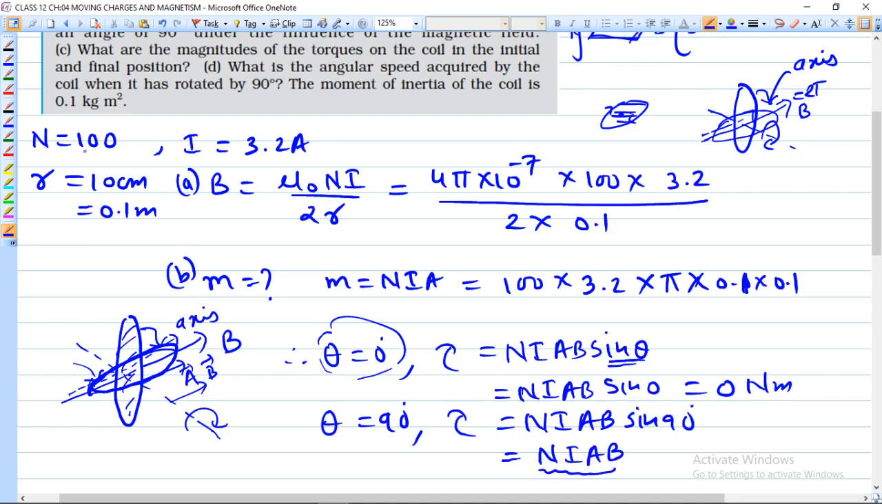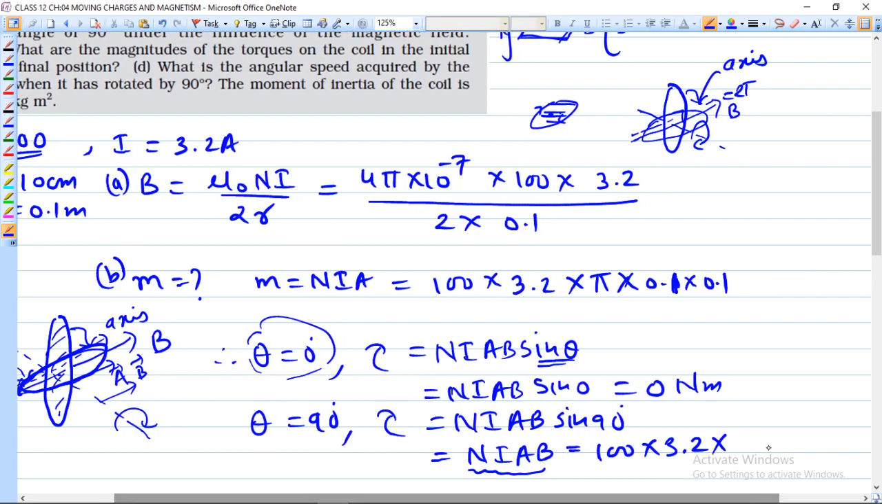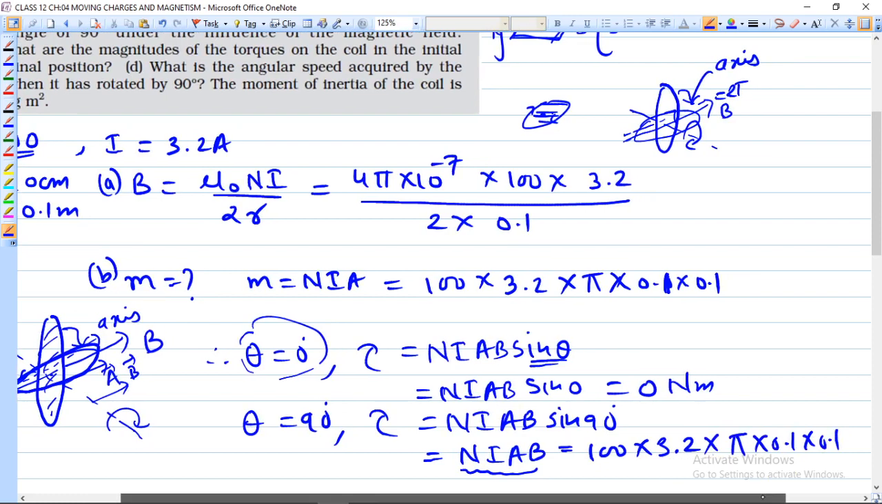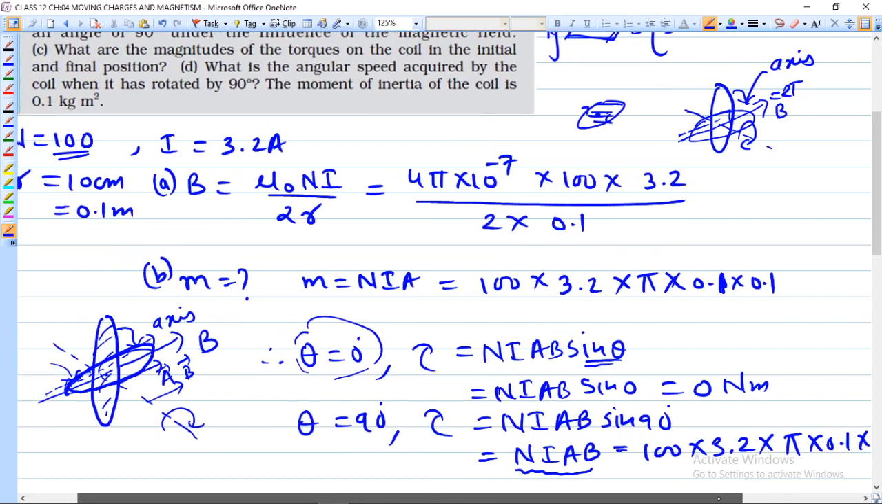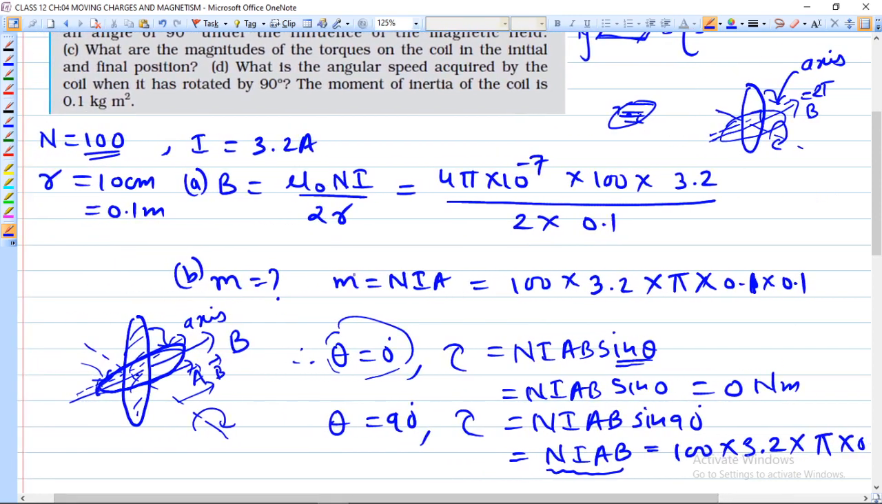So you can put the value of N. What is N? 100. I am replacing N equal to 100. How much current is flowing through the coil? 3.2 ampere. And then what is the area? Pi r square, so pi into 0.1 into 0.1. And what is the magnetic field? Magnetic field means the external magnetic field. How much is it given? Let me see that.